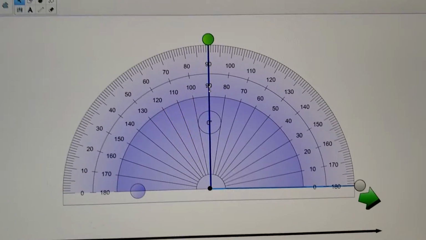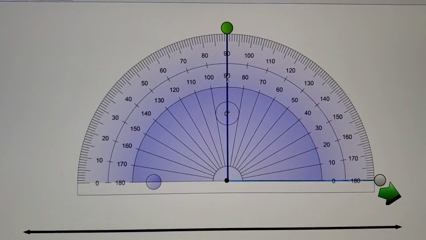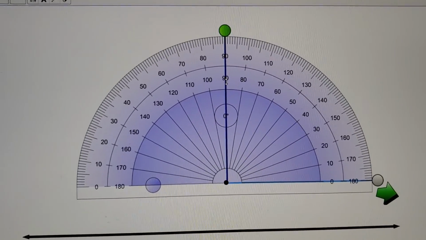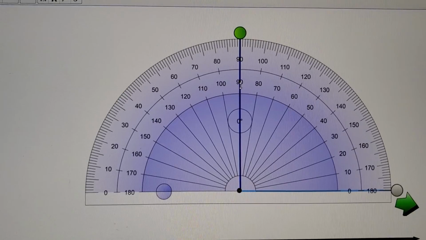Okay, and that is how you use a protractor to measure angles. Replay this video as much as you need to practice this.